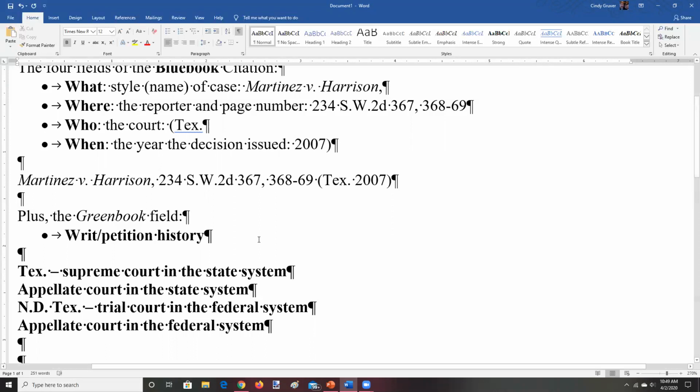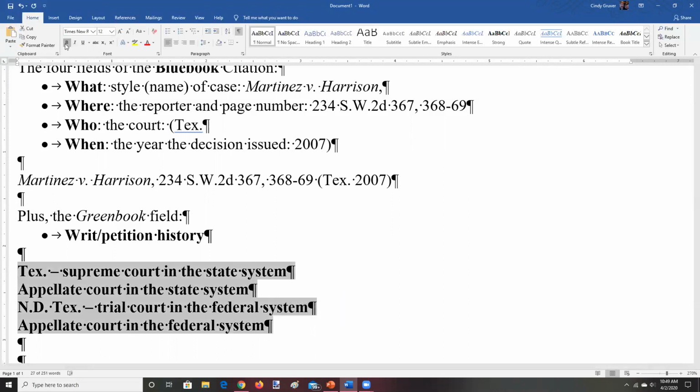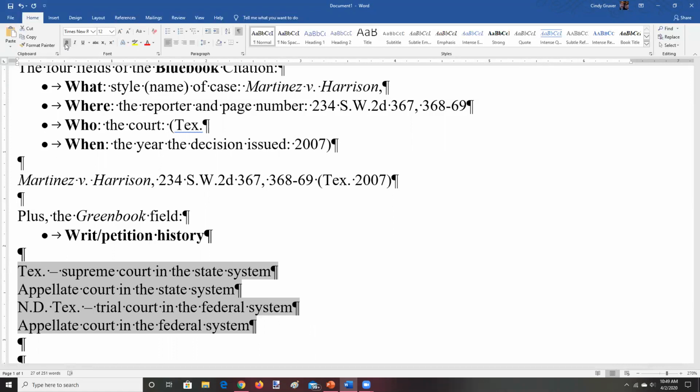But these are the 4 that you use like all the time. You just have to know these. And so 2 of them are easy and 2 are difficult. The easy ones again are just capital N for Northern District. And of course, in Texas, or excuse me, in Collin County, we would use the Eastern District of Texas.